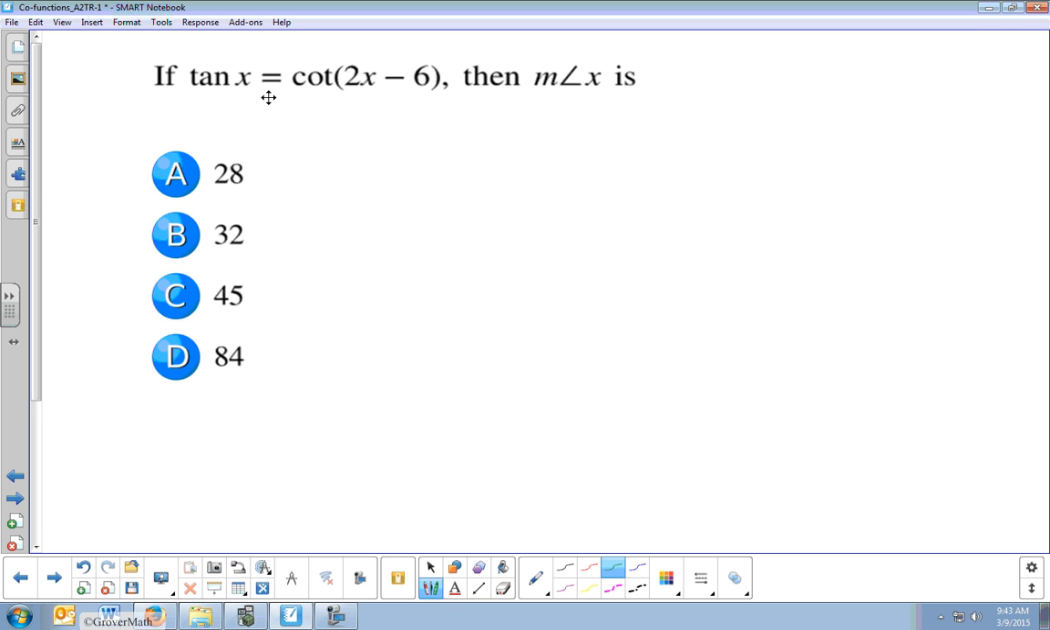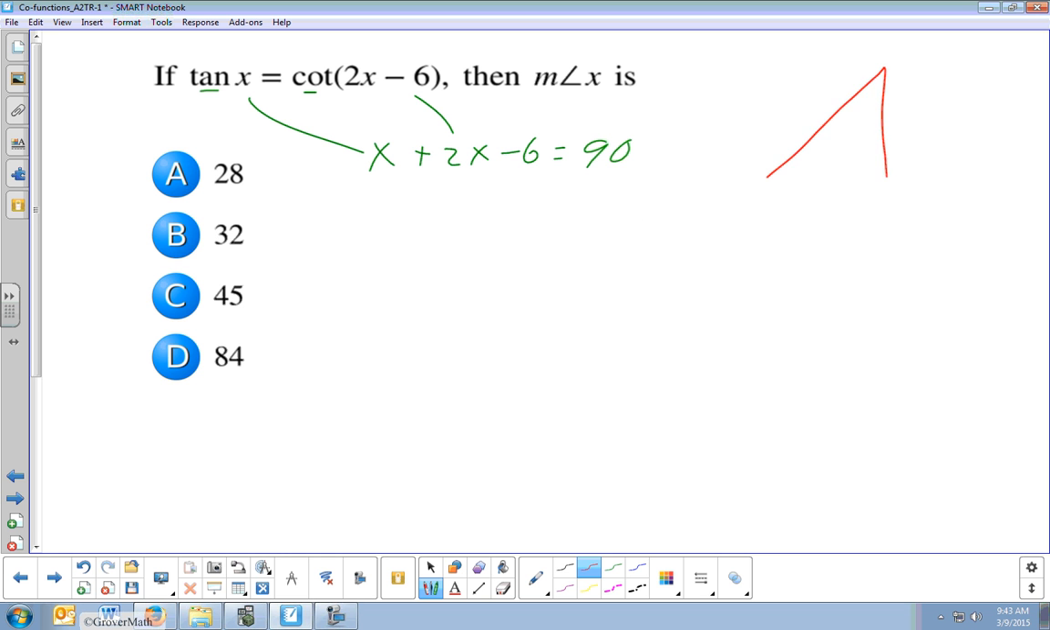Tangent equals cotangent. Well, tangent equals its cofunction cotangent when their expressions, this plus this, equal 90. That's all you're really doing in this. Understanding why it works is nice, because again, what's opposite one is adjacent to the other.